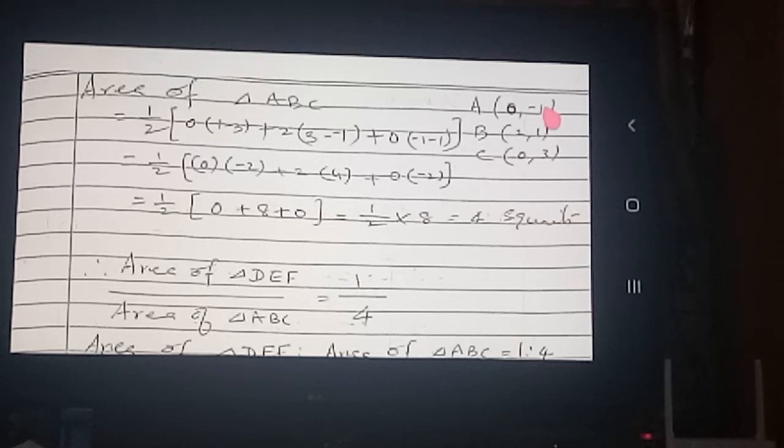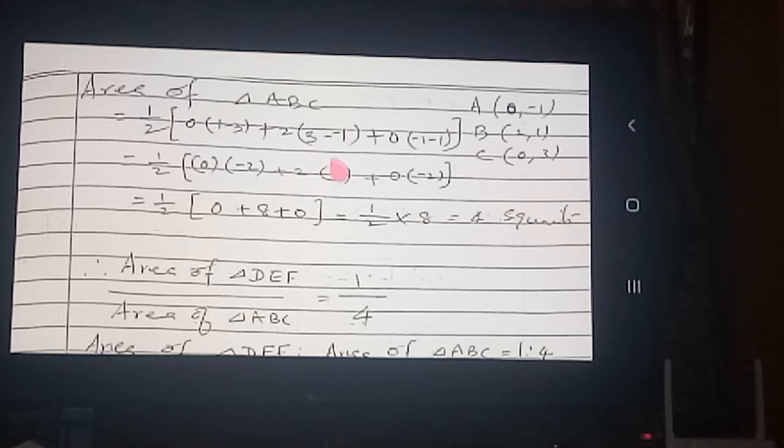So minus 1 minus this one. Okay, so 0, 1 minus 3, how much? Minus 2. 2 into 3 minus minus 1 will become plus 1, that means 4. And here 0 into minus 2. So 0 plus 8 plus 0. So half of 8, that means 4 square units.